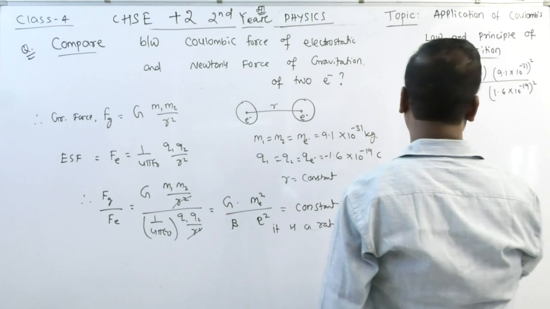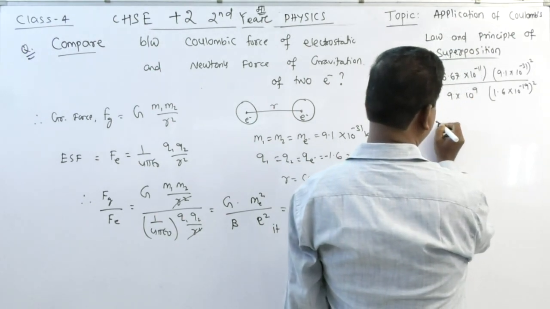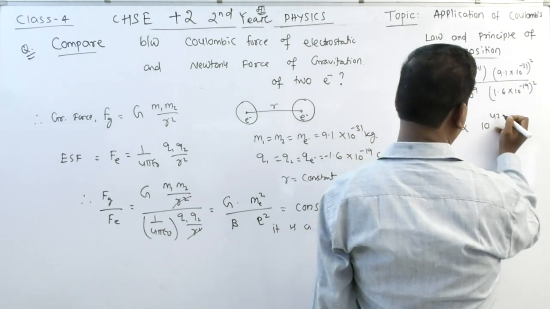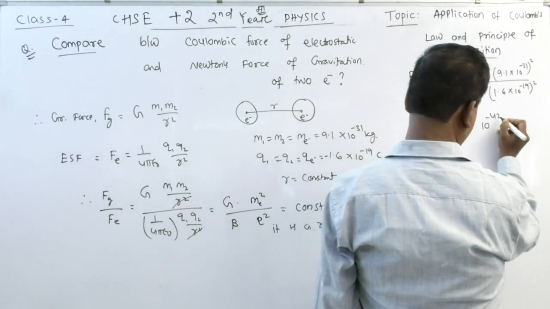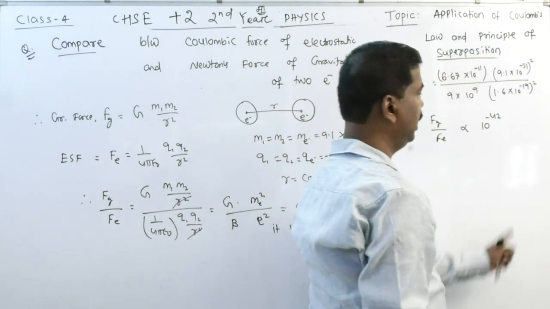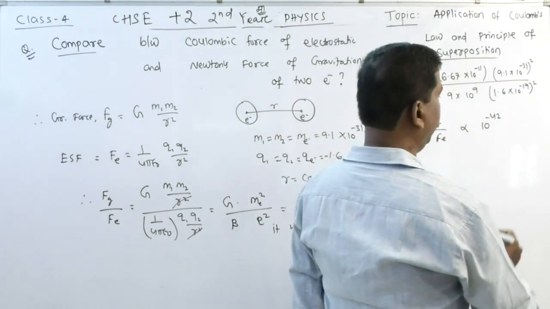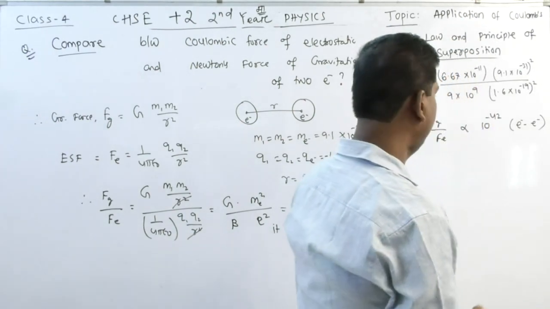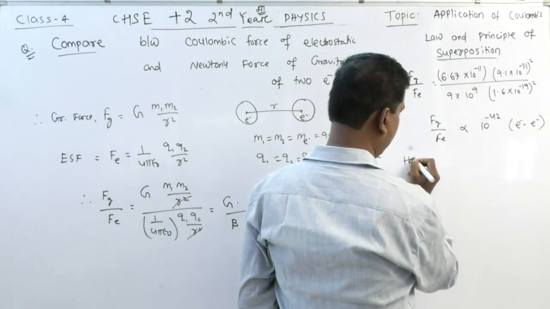Between two electrons, the ratio Fg by Fe is found to be of the order of 10 to the power minus 42.